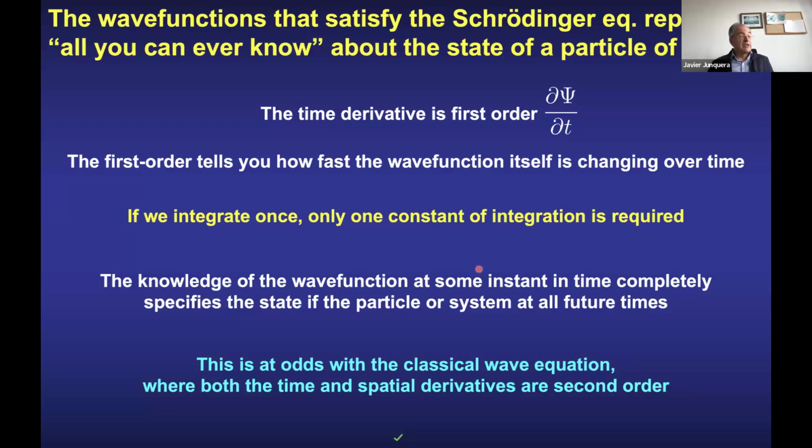This is another difference with respect to classical mechanics, where you have, for instance, Newton's second law, where you have the force equal to mass times acceleration. The acceleration is the second derivative of position with respect to time, twice. Then you have to integrate twice, and therefore you need not only the position, but the position and velocity. You need two constants of integration. So here in quantum mechanics, you only need the knowledge of the wave function at some instant in time.